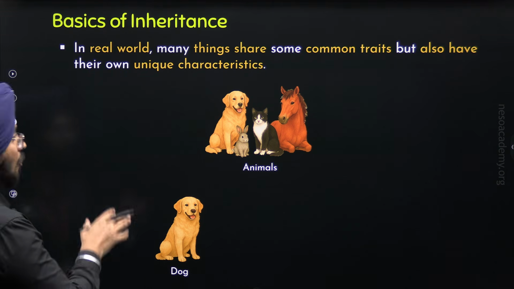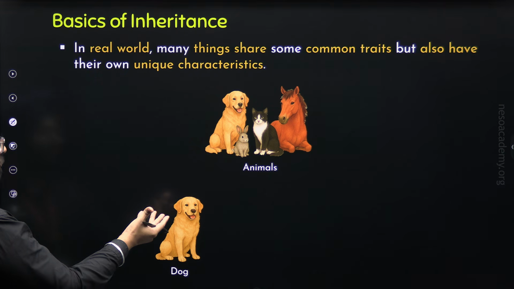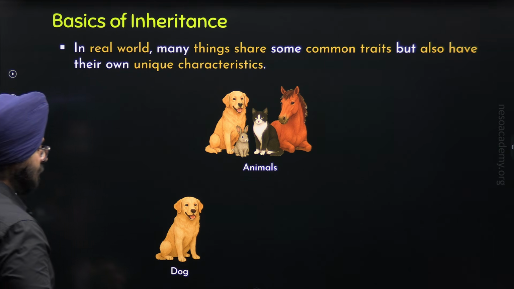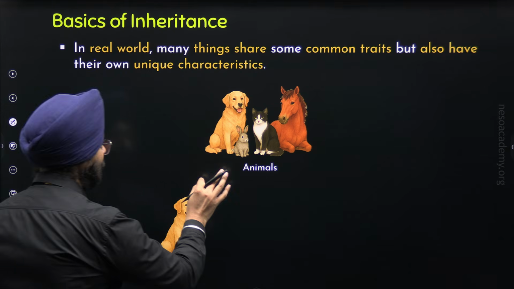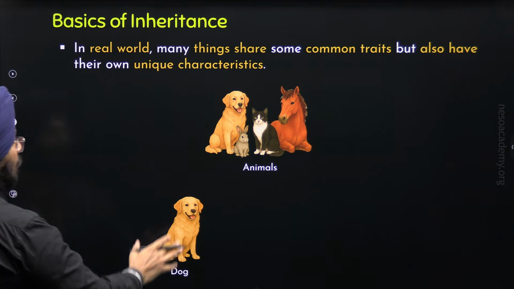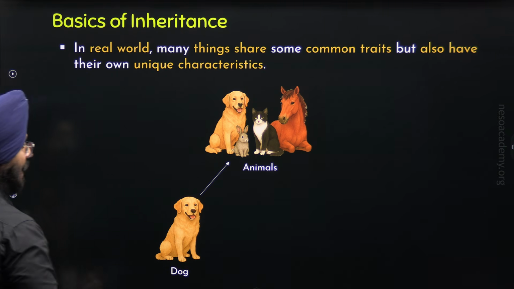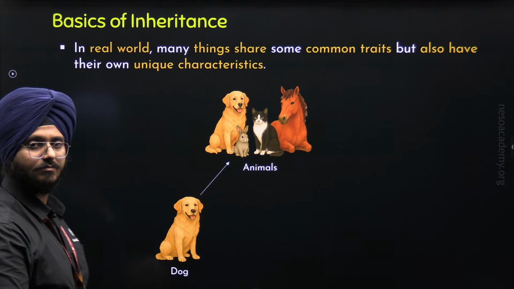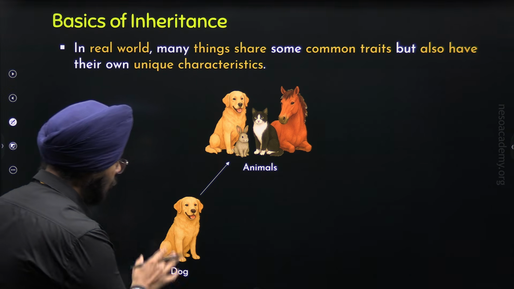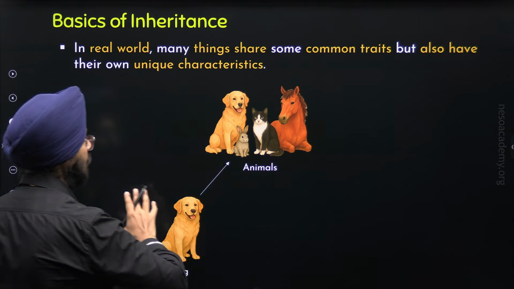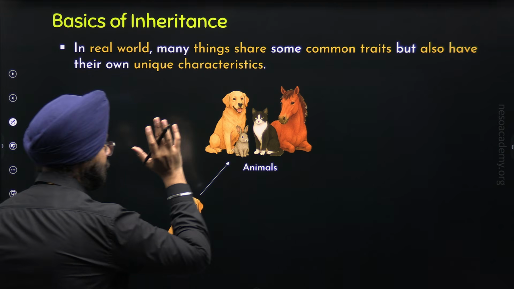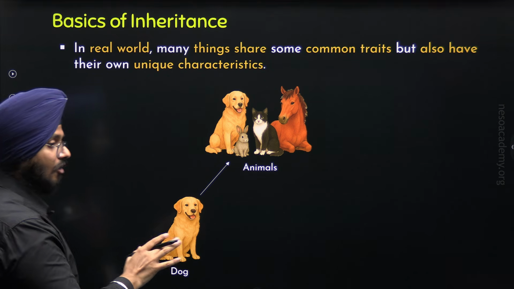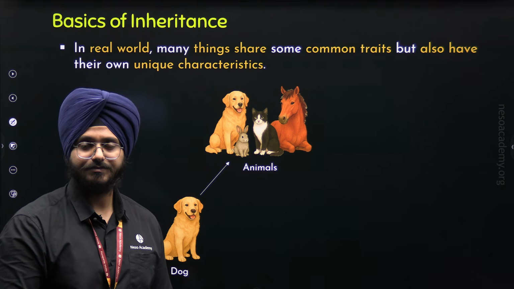And we also know dog gets the common characteristics from animals in general. So we can say this, that dog has inherited common characteristics from animals in general. And this relationship is shown with the help of this arrow. This arrow shows that dog has inherited some of the common characteristics from animals. This means dog inherits from animals. This is the meaning of inheritance in real world.